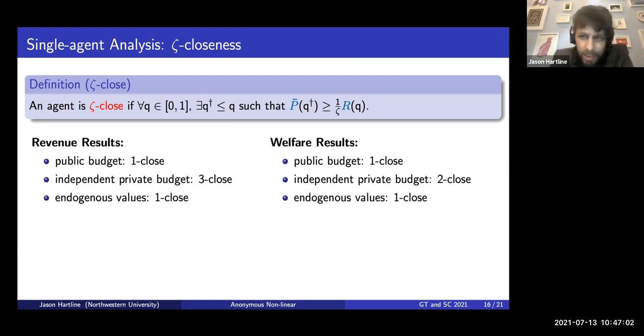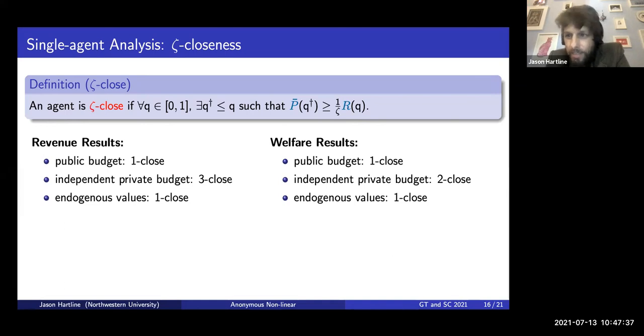Okay, so we analyze two canonical objectives, revenue and welfare. We look at some classic environments for nonlinear preferences, like public budgets and independent private budgets. And one of them that I think is especially interesting here is endogenous values, which is not even an expected utility environment. Once you look at the problem in the typical way we look at it in auction problems, it's not going to satisfy the von Neumann-Morgenstern utility model.